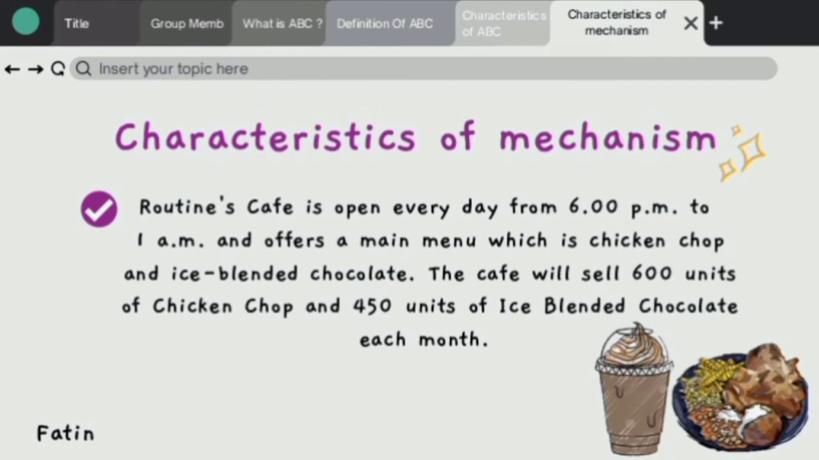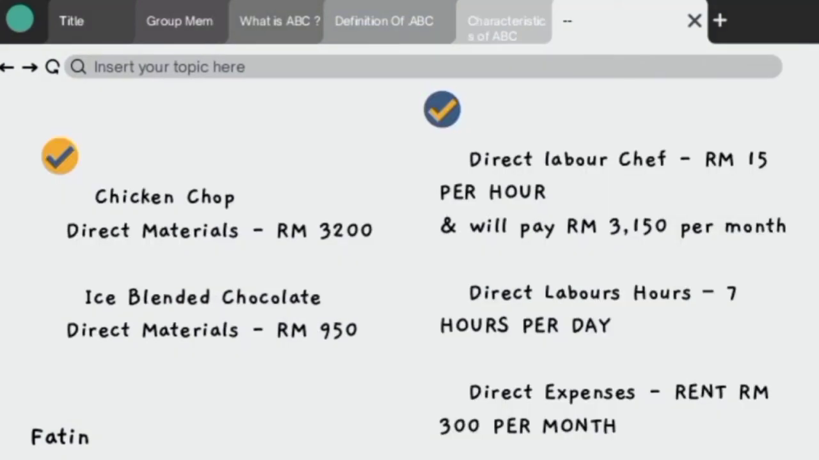Characteristic of mechanism. Routines Cafe is open every day from 6 p.m. to 1 a.m. and offers a main menu which is chicken chop and ice blended chocolate. The cafe will sell 600 units of chicken chop and 450 units of ice blended chocolate each month. This is the information for direct material of chicken chop and ice blended chocolate, direct labor chef, direct labor hours, and direct expenses for Routines Cafe.